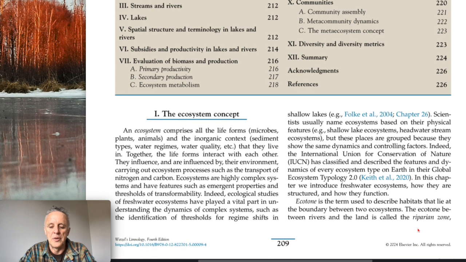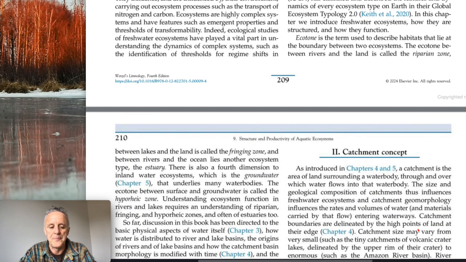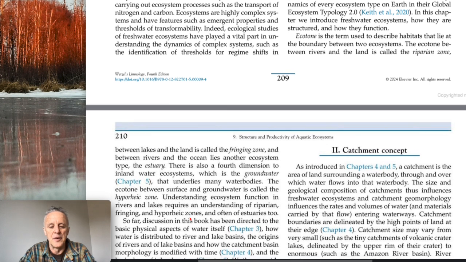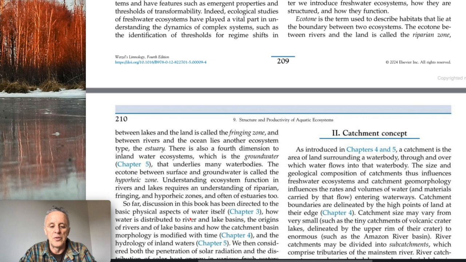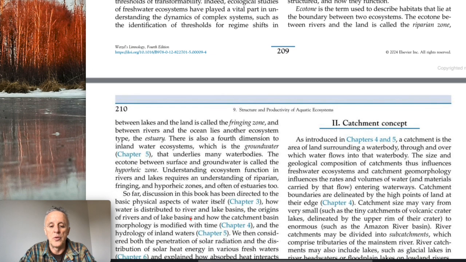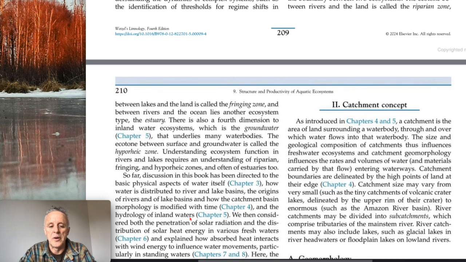Ecotone is the term used to describe habitat that lies at the boundary between two ecosystems. The ecotone between rivers and the land is called the riparian zone. Between lakes and the land is called the fringing zone. And between rivers and the ocean lies another ecosystem type, the estuary. There's also a fourth dimension to inland water ecosystems, which is the groundwater that underlies many water bodies. The ecotone between surface and groundwater is called the aphreic zone. Understanding ecosystem function in rivers and lakes requires an understanding of riparian, fringing and aphreic zones, and often of estuaries too.